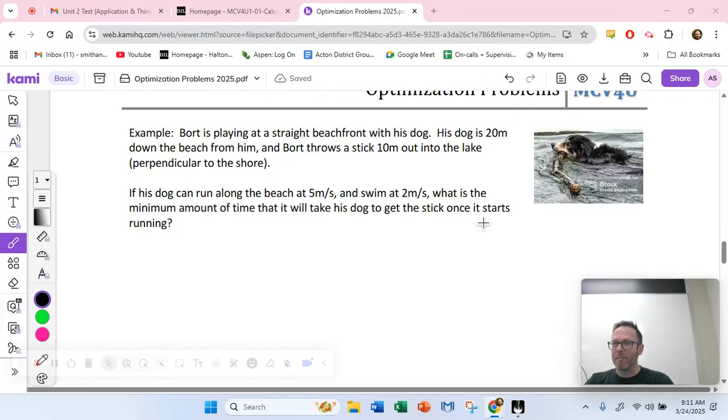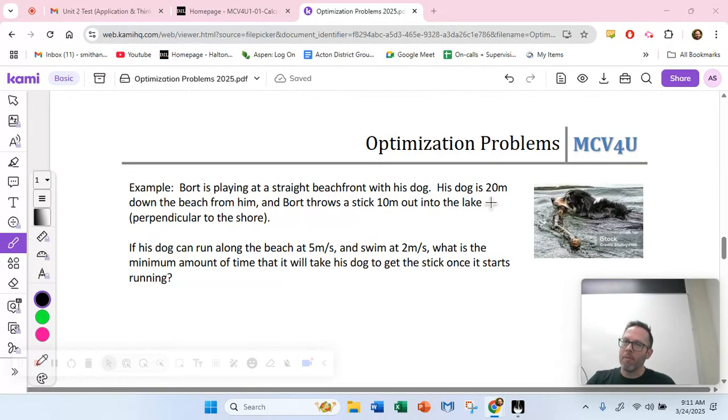But here's the idea. Bort is playing with his dog on a beachfront. His dog is 20 meters down the beach. And what Bort is doing is chucking a stick 10 meters out into the lake, perpendicularly into the lake. And this dog is going to go run and get this one. Gets the stick. Come back, thank you.